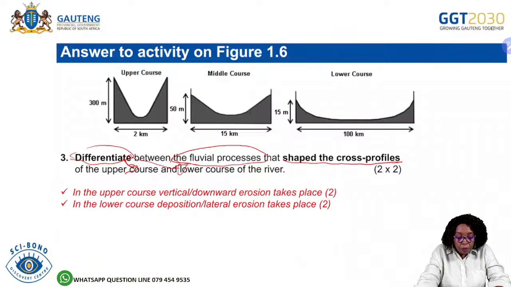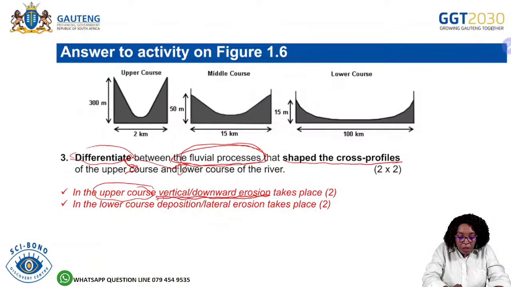In the upper course, the vertical or the downward erosion takes place. So here's the fluvial process that we are talking about. What is this? The vertical or the downward erosion. So we are saying in the upper course, the vertical erosion takes place. And then what other difference are we going to look at? What is happening in the lower course? Remember, your key question areas are the upper course and the lower course. Then in the lower course, what difference of the fluvial process can you take note of? In the lower course, there's deposition or lateral erosion that is taking place.